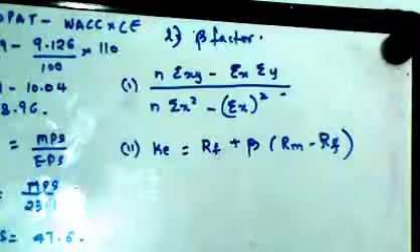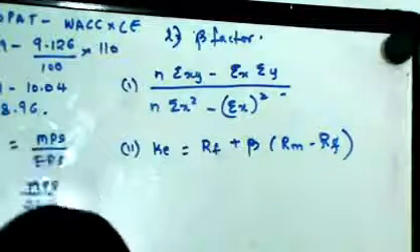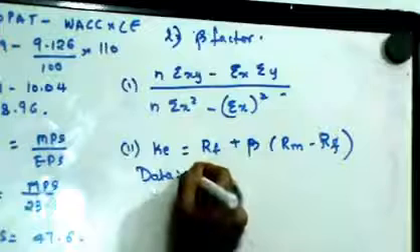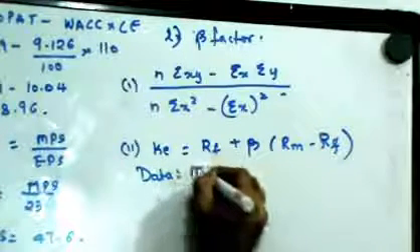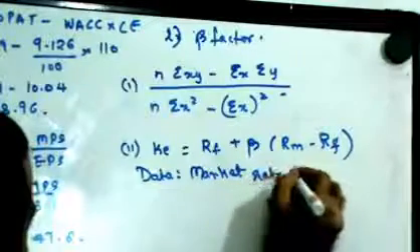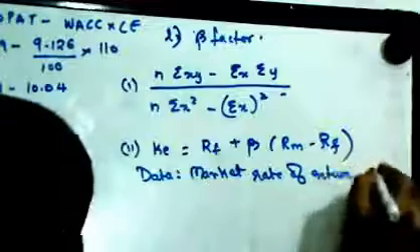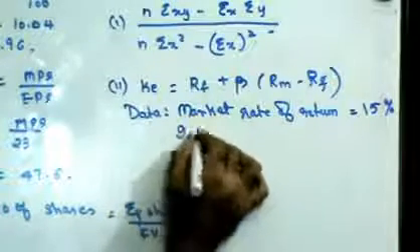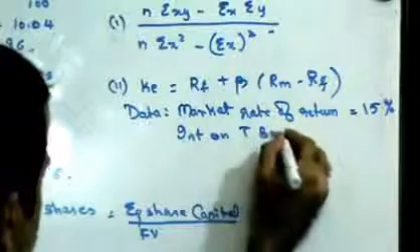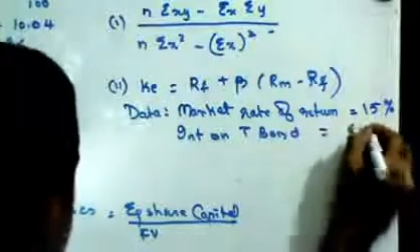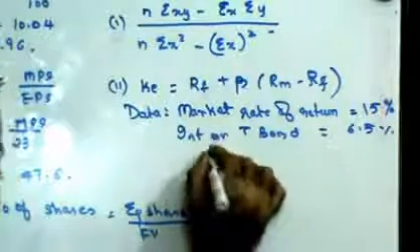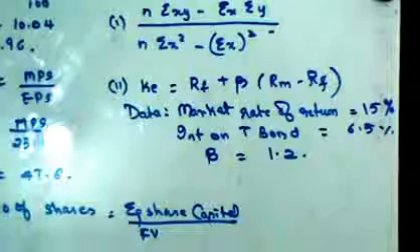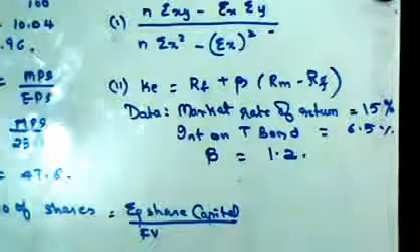For example, in this particular sum, suppose they give you additional data: the market rate of return is 15%, the interest on treasury bonds, called T-bills or T-bonds, is 6.5%, and the beta factor is 1.2. Let's assume they ask you to find the cost of equity.